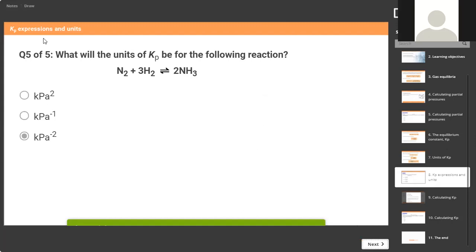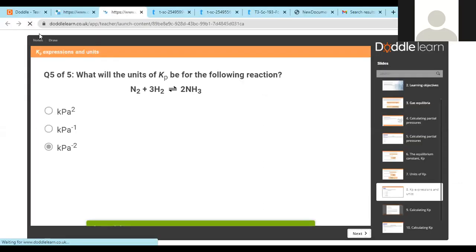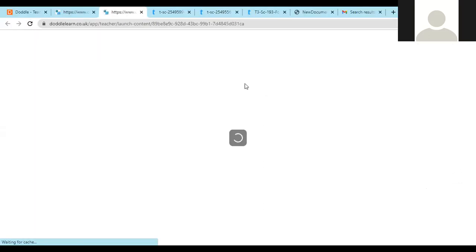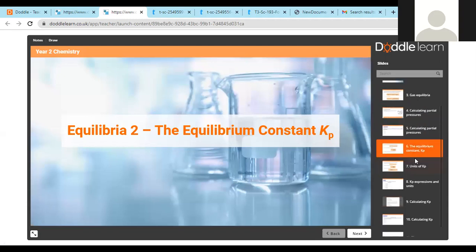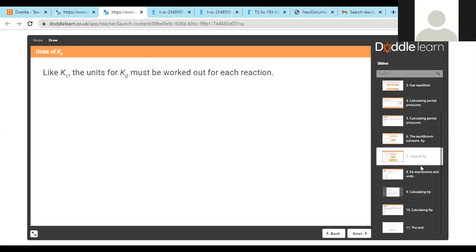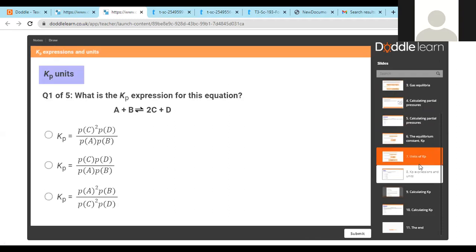Let me just refresh this page, because for some reason it's got questions already done. Calculated partial pressure, we've done that. Equilibrium constant, units of Kp. Is this the one we're on? Kp expressions and units. Here we go. So let's go through these questions.